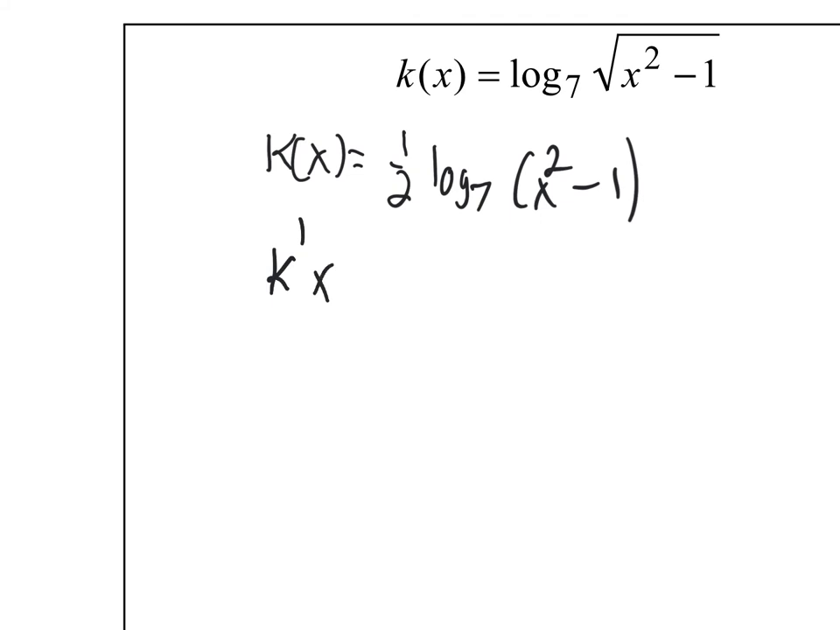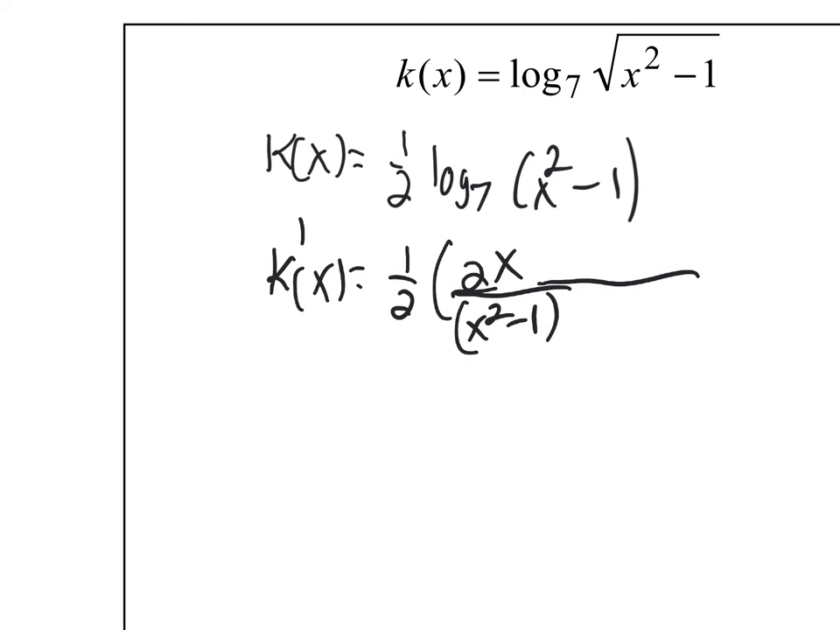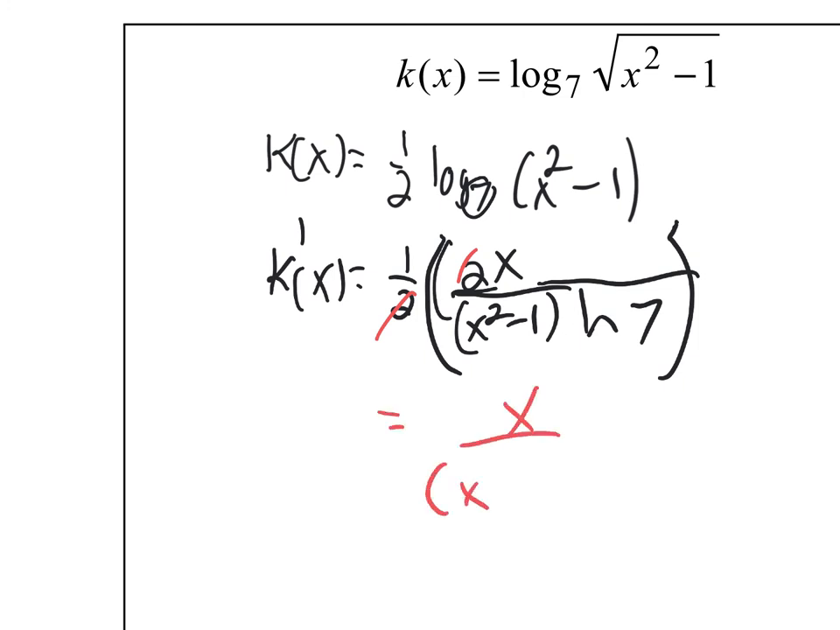Oh, here goes. So k prime of x will be 1/2, and du over u would give me 2x over x squared minus 1, all of that, but I have to divide by the base of that log, so it's natural log of 7 down there. And that would be the answer. Could anything cancel? Yeah, the two can cancel. Boom, boom. So I have x over x squared minus 1 with this natural log of 7 there.